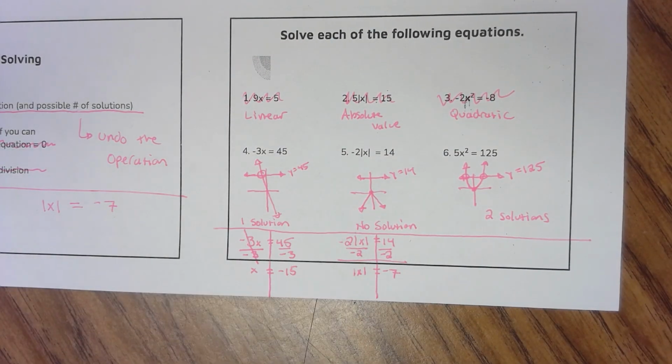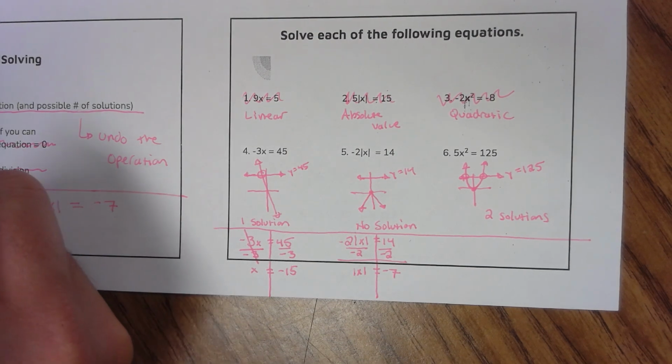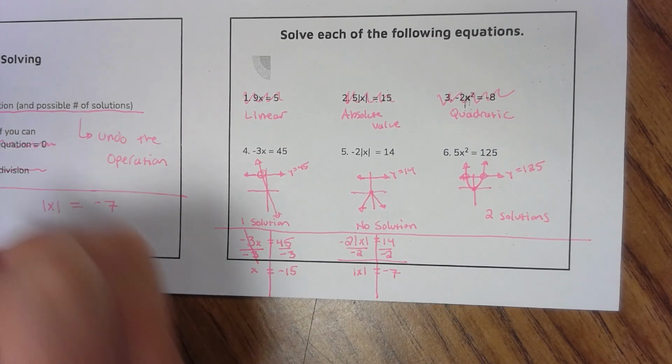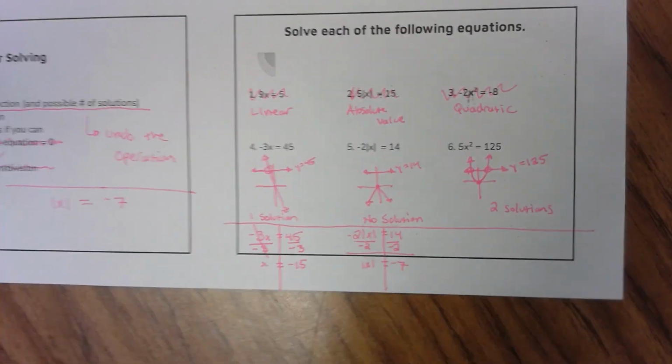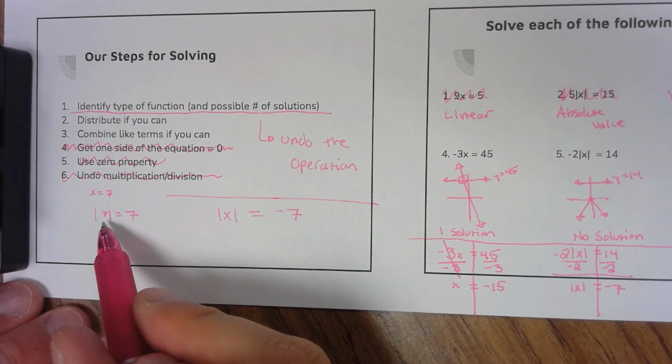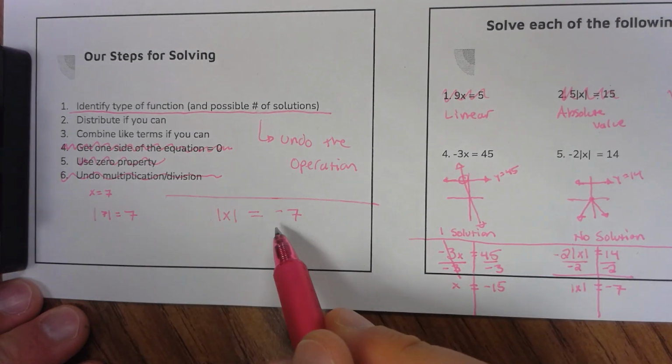Yes, right? There's no number that we can plug in that's going to give us a negative value. If I say that x equals 7 and I take the absolute value of 7, well, that's just a positive 7, not a negative. If x is 7 and I plug that in for x, the absolute value of 7 is positive 7, not negative 7.